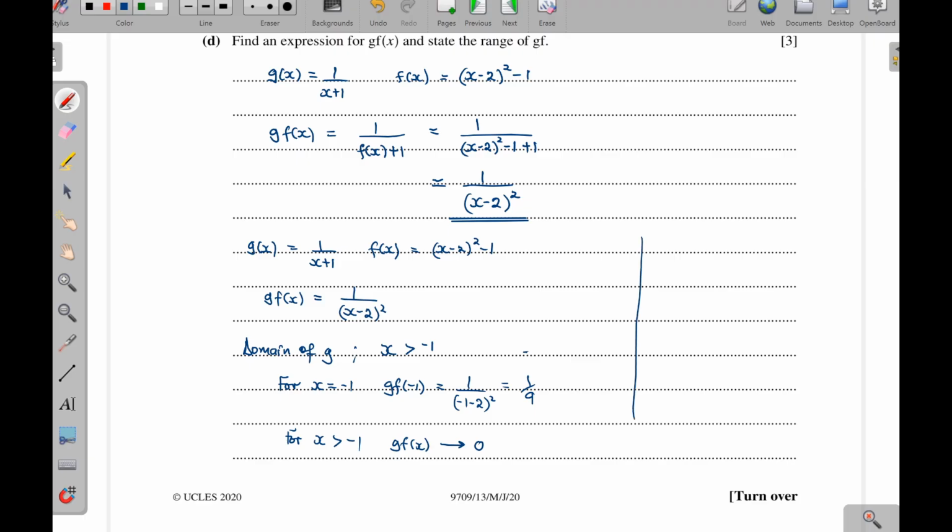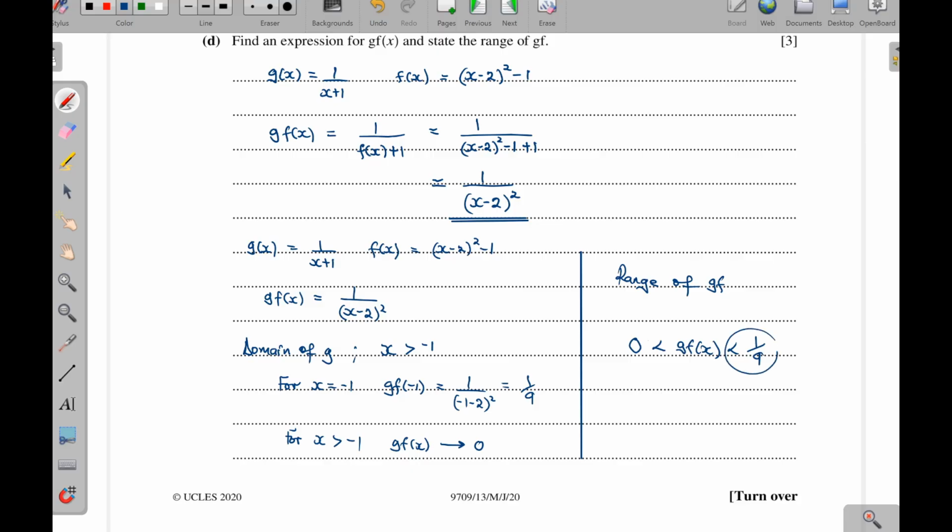That is why when you draw such graphs, you see something coming like that. The x-axis becomes an asymptote to the curve. An asymptote is a line that is not crossed by the curve. You see that? So this simply implies that our range of gf is going to be, of course, this one is bigger than the 0. So you write the smaller one, 0, then less than gf of x, and then less than 1 over 9.